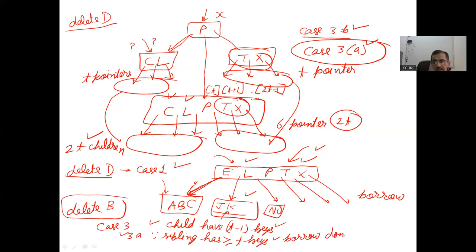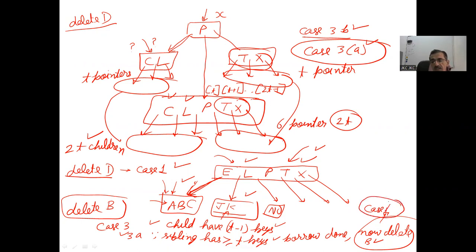And now you will say, now delete D, now delete B. So delete B will now be recursively attempted. Delete B means, can I come to this node? Yes, I can come to this node. Coming to this node, this will become case 1, because it is the scenario of deletion from a leaf node without any problem, because a leaf node has greater than or equal to T keys. So deletion of B will mean effectively B is deleted like this.